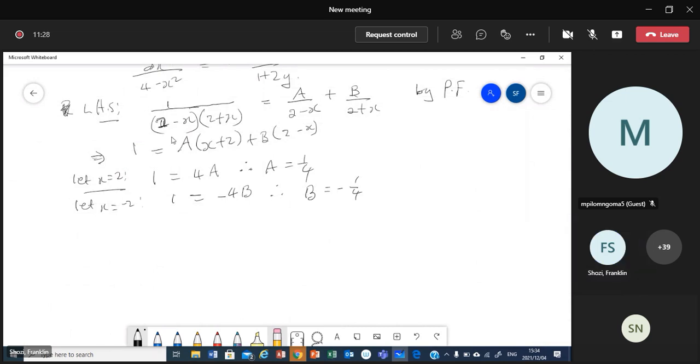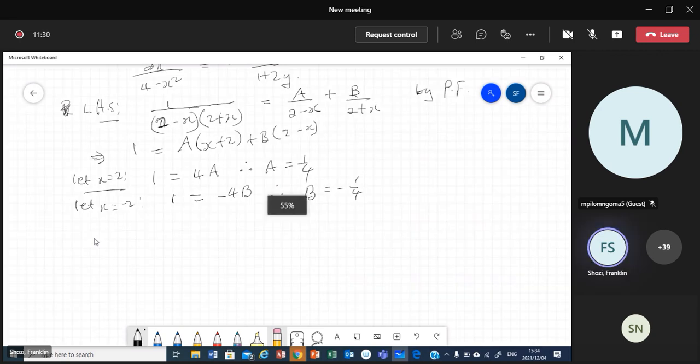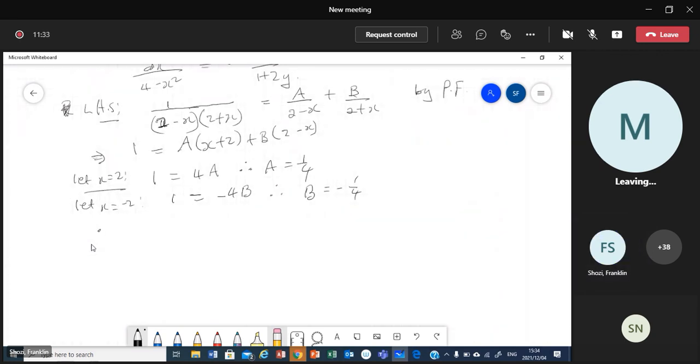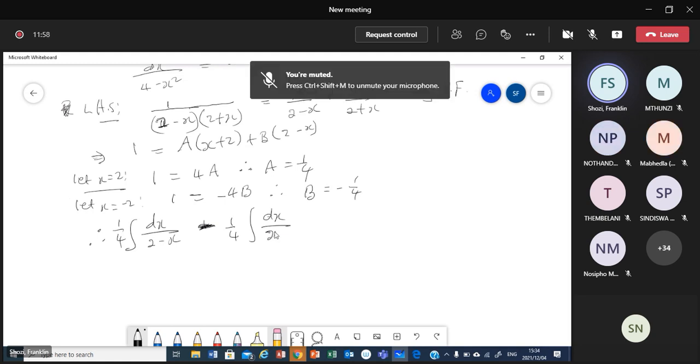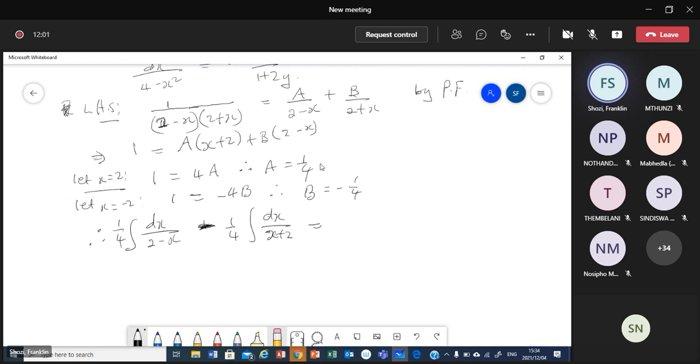We know the format. Therefore, the integral of 1 over 4 dx over 2 minus x, plus b, which is minus 1 over 4, integral dx over 2 plus x, or x plus 2, equals, I bring back the one that I dropped, integral dy over 1 plus 2y.